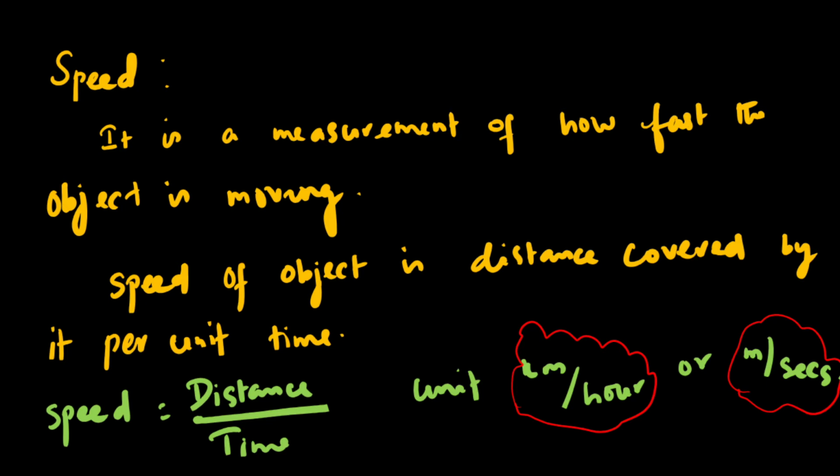So usually distance we measure in kilometers and time in hours. So the first unit is kilometer per hour. And if you measure the distance in meters and time in seconds, the unit of speed is meter per second.